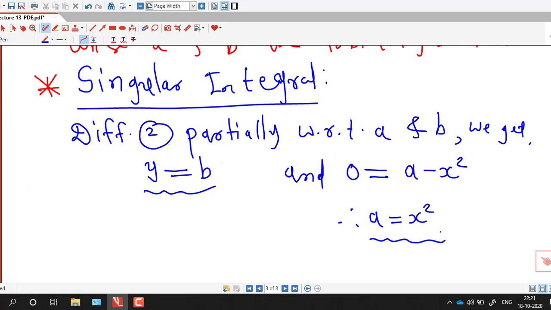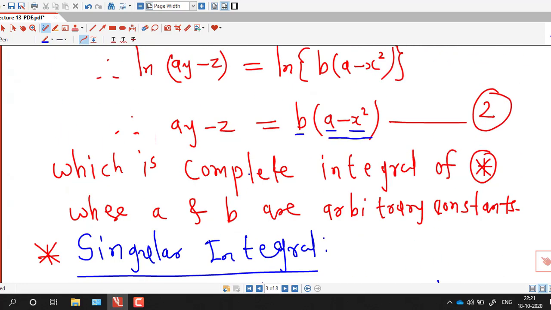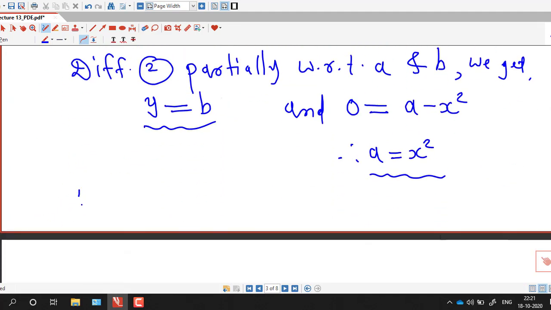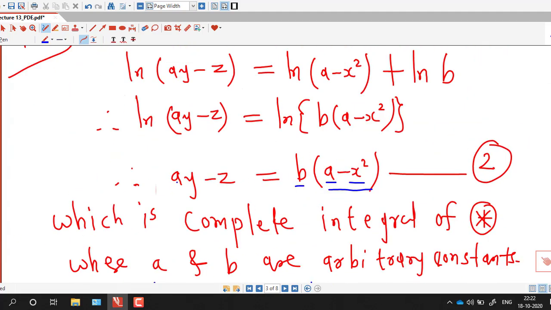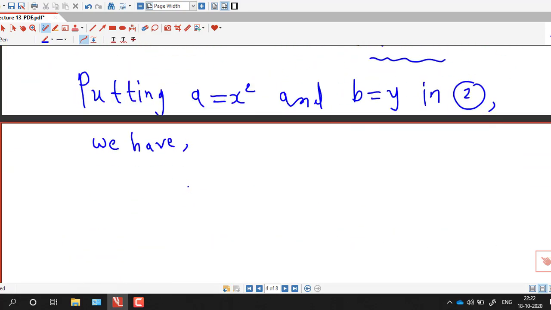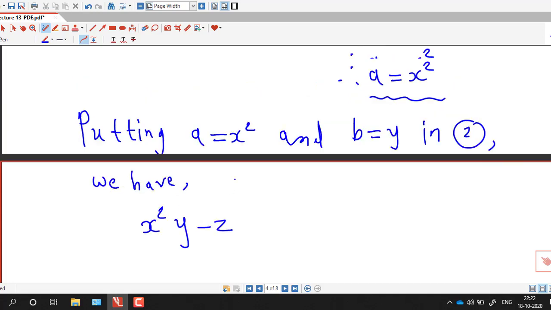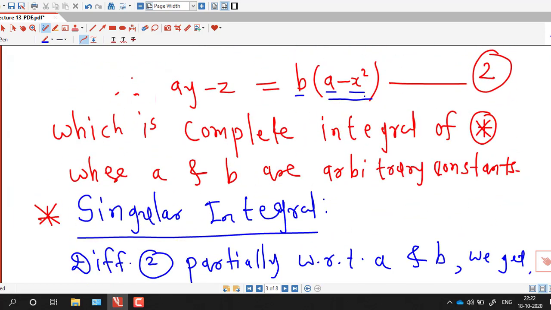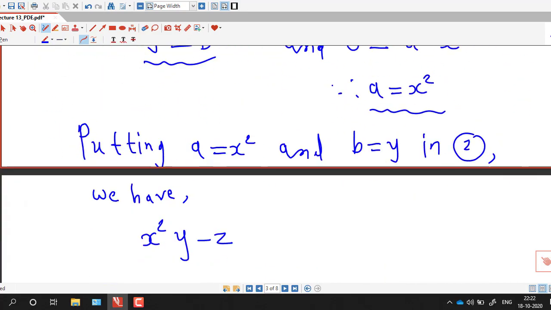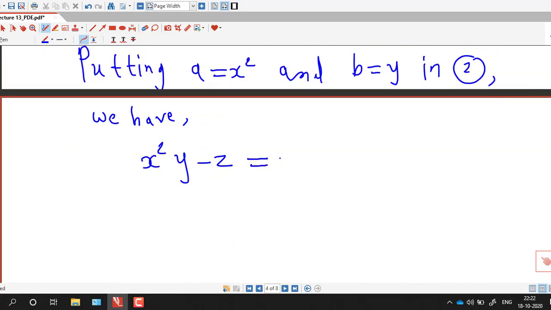So from this we obtain a equal to x square and b is y. So we put a equal to x square and b equal to y in equation number 2 to eliminate arbitrary constants. So a equal to x square, so the left hand side is x square y minus z. And the right hand side is b equal to y and a equal to x square. So if I put a equal to x square, I will obtain 0 into y, which is 0. So we obtain x square y minus z equal to 0. So therefore z equal to x square into y.